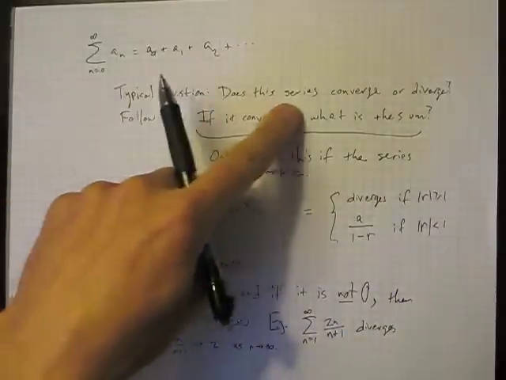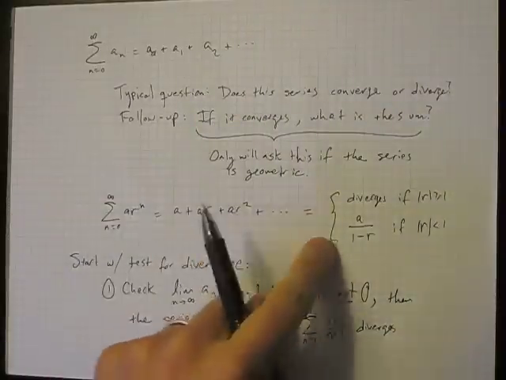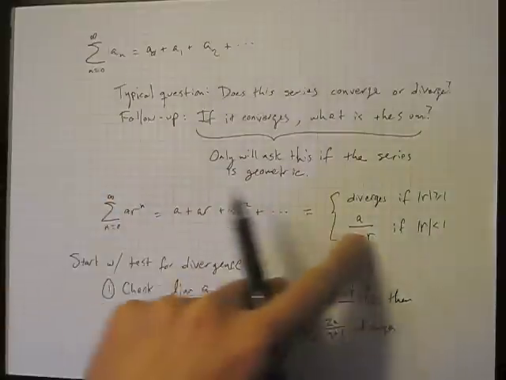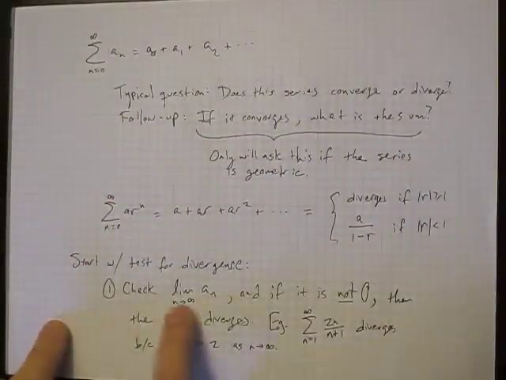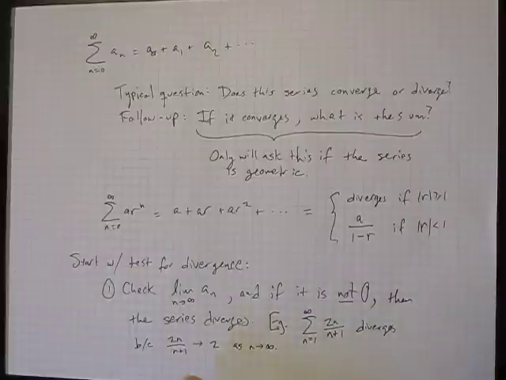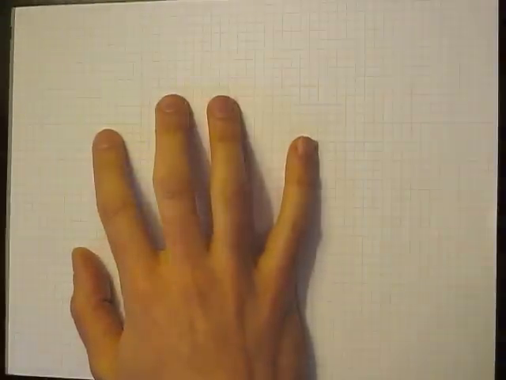So for the typical question, does it converge or diverge, what you should first do is check if it's geometric. That tells you whether or not it converges or diverges, and you're able to compute the sum in that case. Or you can then check the test for divergence, and if the terms of the series don't go to 0, then you know that the series has to diverge. So that's some stuff that we've seen already.